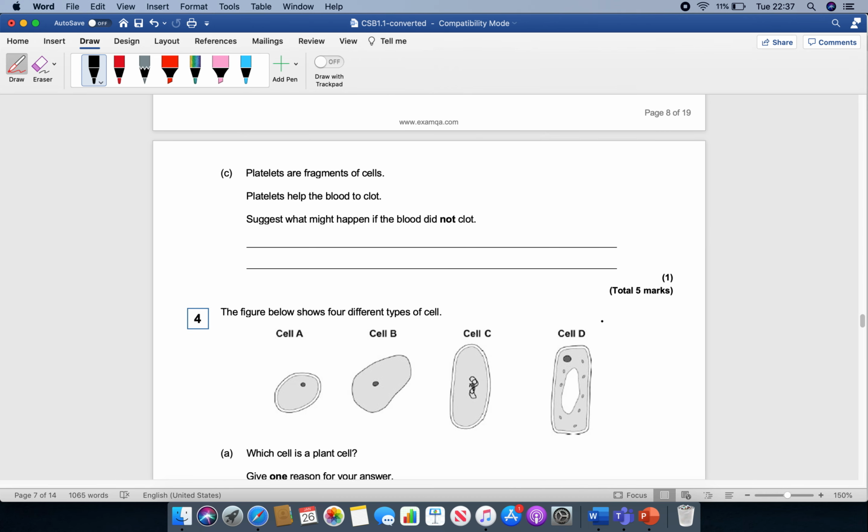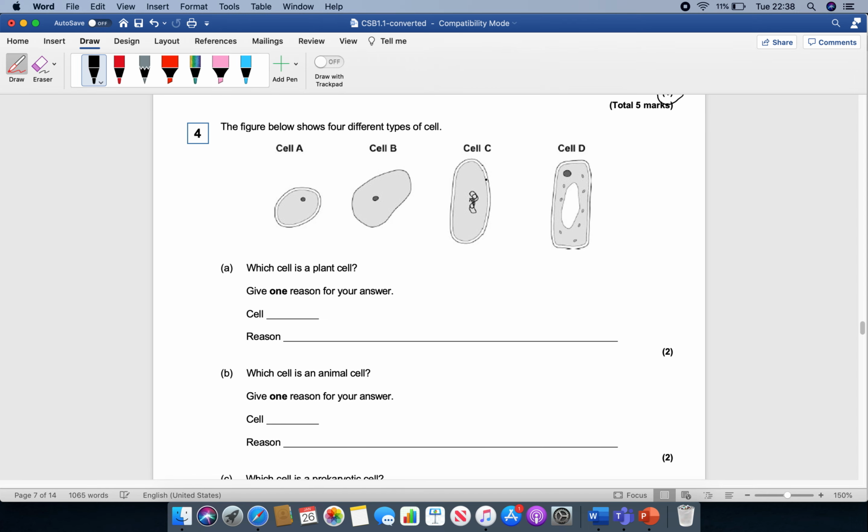Next question. Platelets are fragments of cells. Platelets help the blood to clot. Suggest what might happen if the blood did not clot. If your blood did not clot and platelets are small fragments of cells, you would lose a lot of blood. It's only 1 mark. You only need to give one reason. You could lose lots of blood, and that will give you 1 mark. Next question.